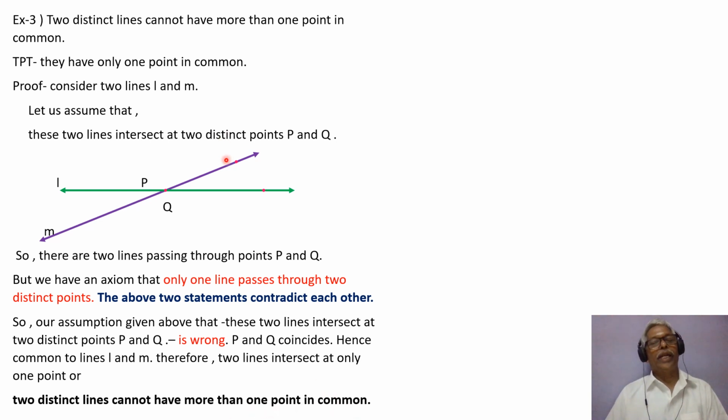Try to understand this properly, because we will come across such types of proofs frequently in this topic, and not only in this topic but in the whole of geometry.